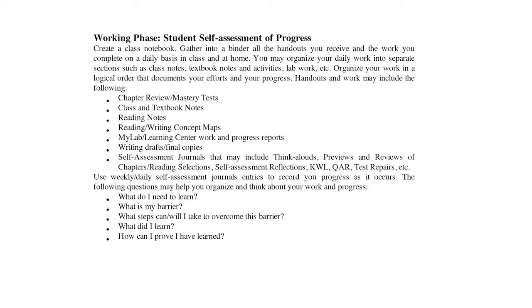Okay, the next one, and then of course they also have, if you go down, what I need to learn, what is my barrier, what steps will I take to overcome this barrier. And now you can see we're in the affective domain here because these students really need this. Now I know you're thinking, how can I do all of this when I have to do reading and writing at the same time? This is reading and writing.